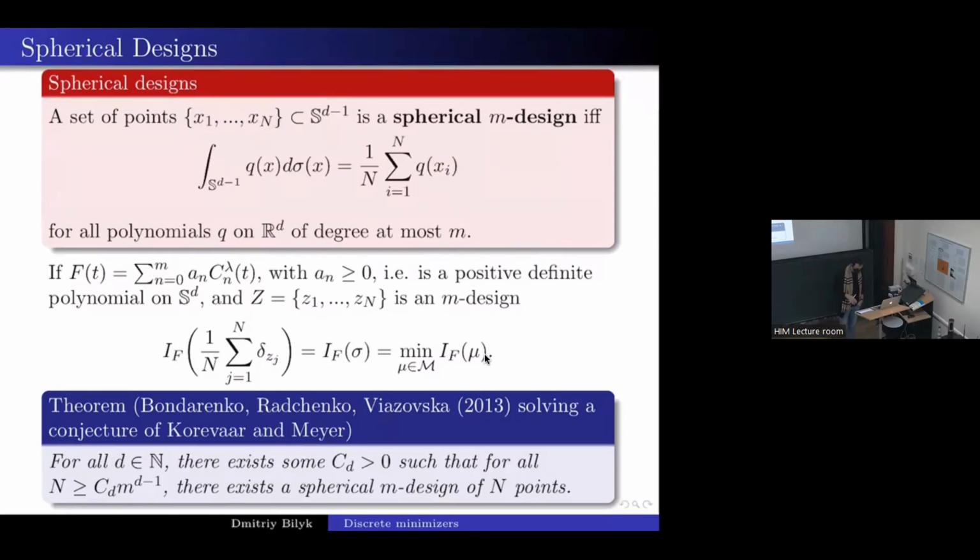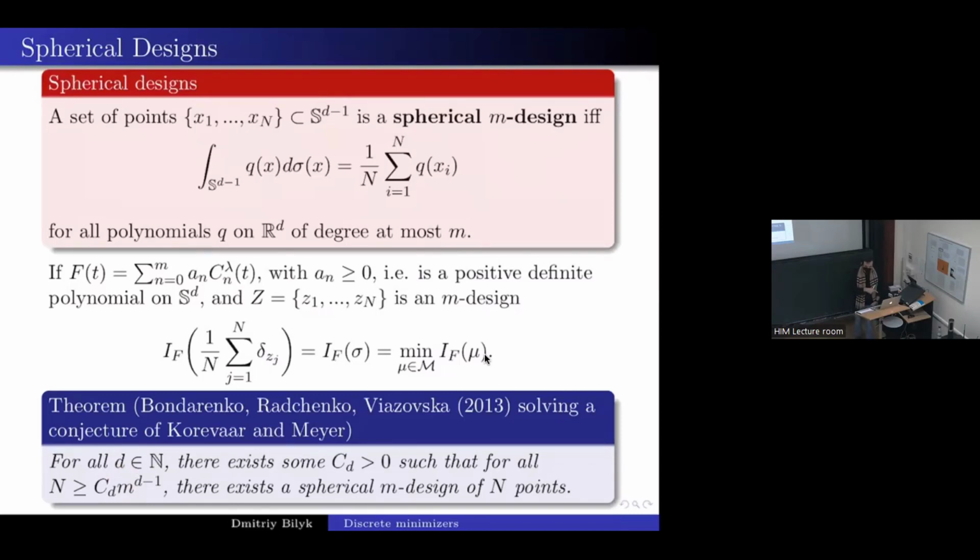The fact that such sets of asymptotically optimal order exist was proved not so long ago, a few years ago, by Bondarenko, Radchenko, and Viazovska. So this was a long-standing conjecture of Korevaar and Meyer. They proved that spherical designs of this order exist, and this is exactly the order of the dimension of the space of polynomials on the sphere of degree M. All right, but this was just a side remark.